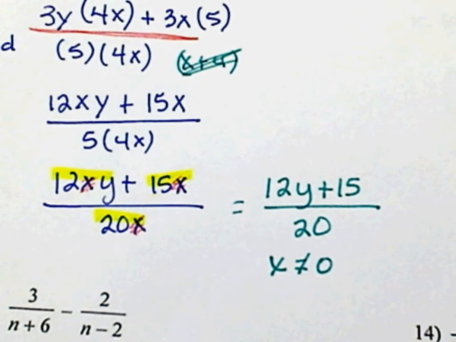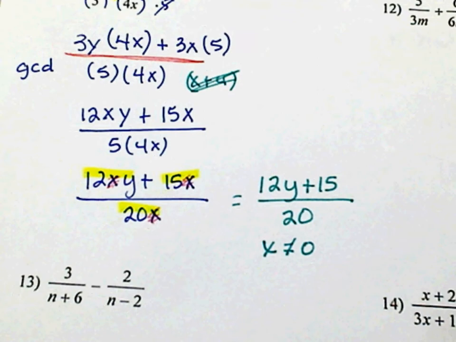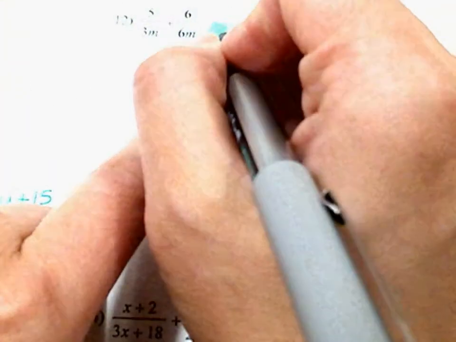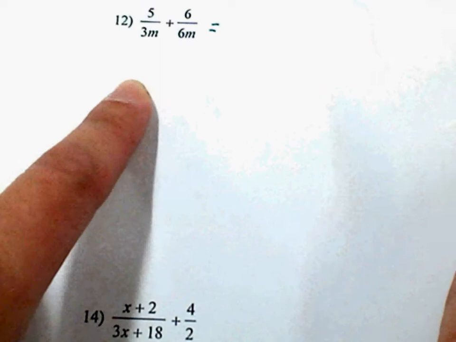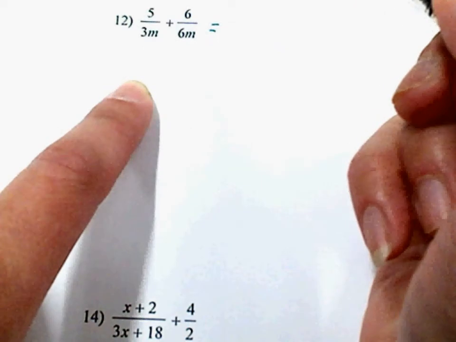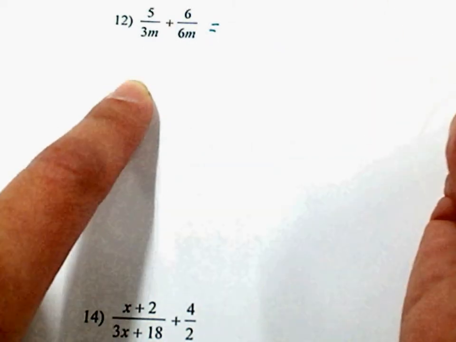All right, let's see if I can make it a little smaller because I took up a lot of it. Number 12, okay? All right. There are two ways you can do this. It's up to you how you want to do it. You can separate these two because it's 3 times m and 6 times m. Or you can keep it like you have it and you just get a bigger number. It's really up to you.